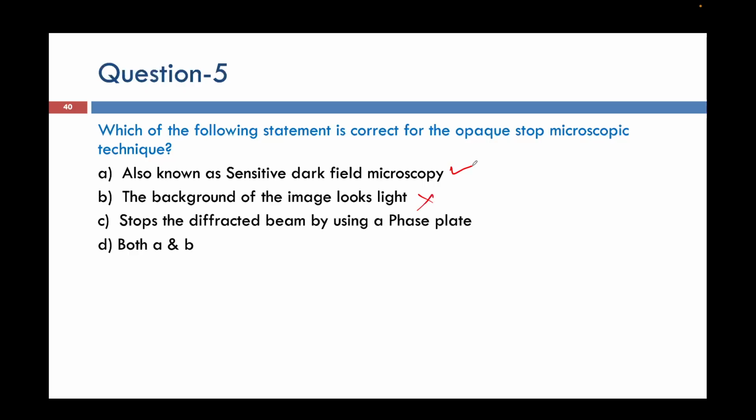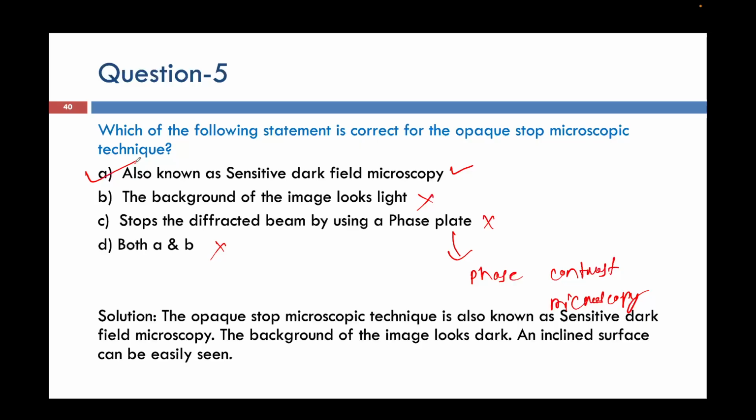Stops the diffracted beam by using a phase plate? No, in opaque stop microscopy we are not using a phase plate. A phase plate is only used in phase contrast microscopy. Both A and B are wrong, so A is the correct answer for opaque stop microscopy. Here is the explanation: opaque stop microscopy is known as sensitive dark field. Background is dark and it is used for seeing the inclined surface.